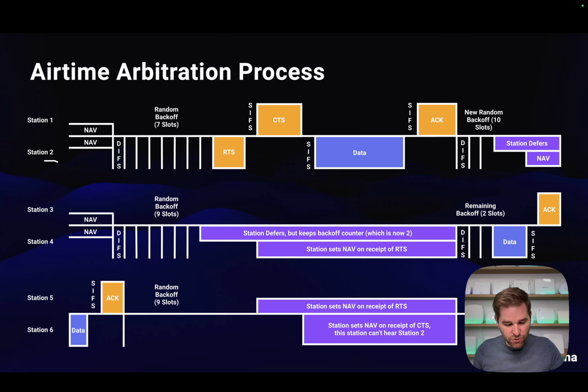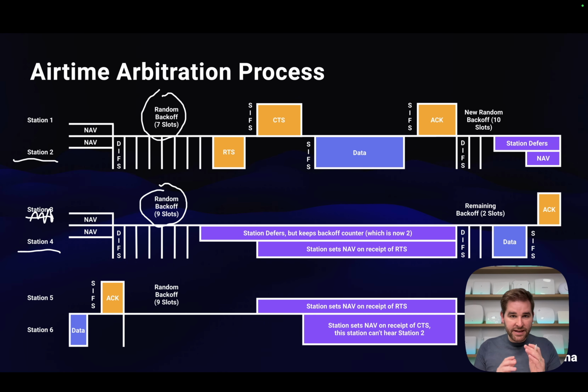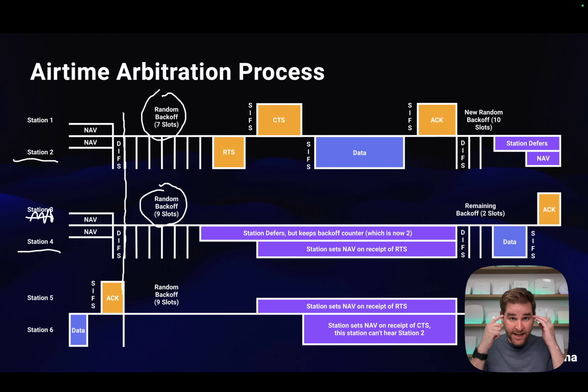So station 2 rolls a 7. And station 4 rolls a 9. Now, after the DIFS, the distributed interframe space, I hope that's what that is, after the DIFS ends, they start counting in their heads in unison. Station 2 goes 1, 2, 3, 4, 5, 6, 7. And if it counts all the way up to 7 and nothing else has started talking, it goes, cool, it's my turn to talk.